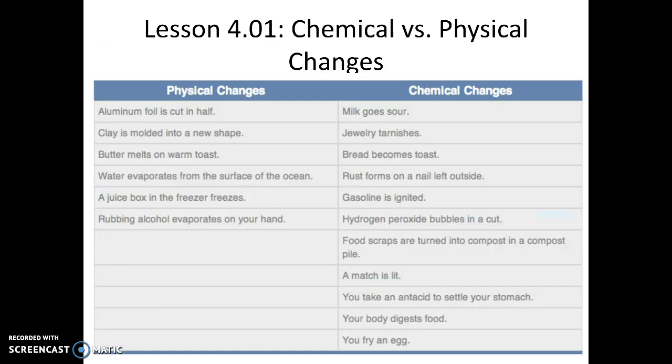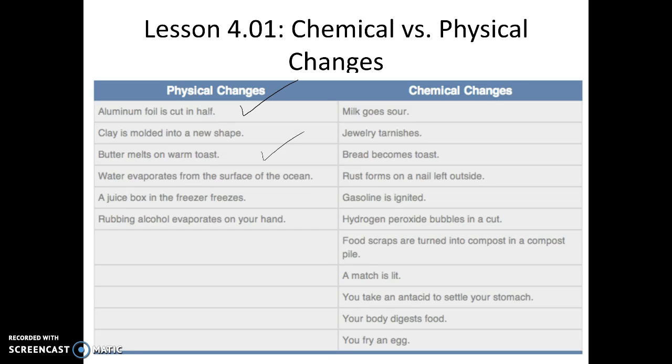So Lesson 4.01 largely deals with chemical versus physical changes. Now the basic difference between the two is a physical change is caused by a change in phase states, for instance, a liquid going to a gas. It could also mean that you are cutting or ripping something up. But the big thing is that at the end of the reaction, you still basically have the exact same thing at the end. So it involves, for instance, some examples like your aluminum foil being cut in half. It includes butter being melted in the microwave.